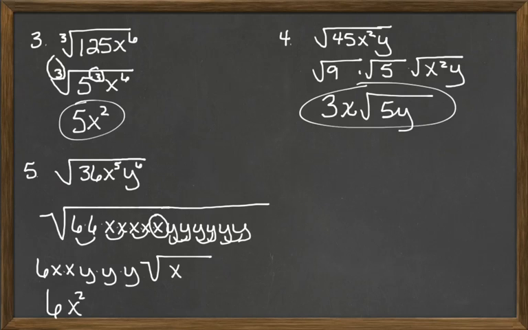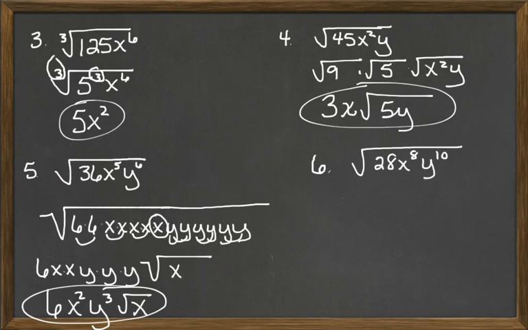So our final answer is going to look like this. Okay, so let's move on. This one, again, you're going to look for a perfect square factor embedded in 28. It would be 4 and 7.